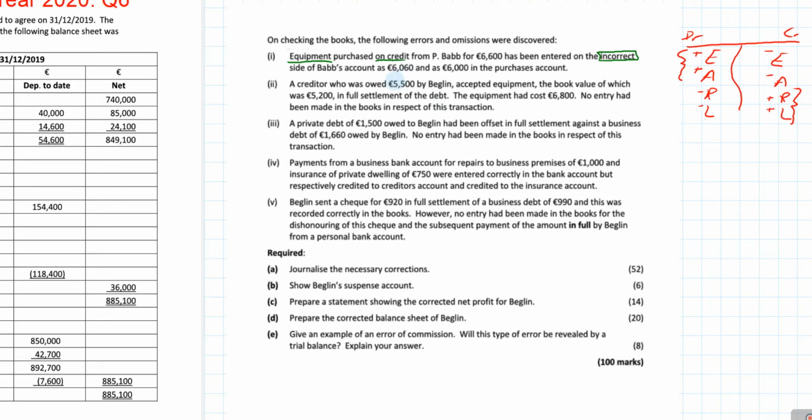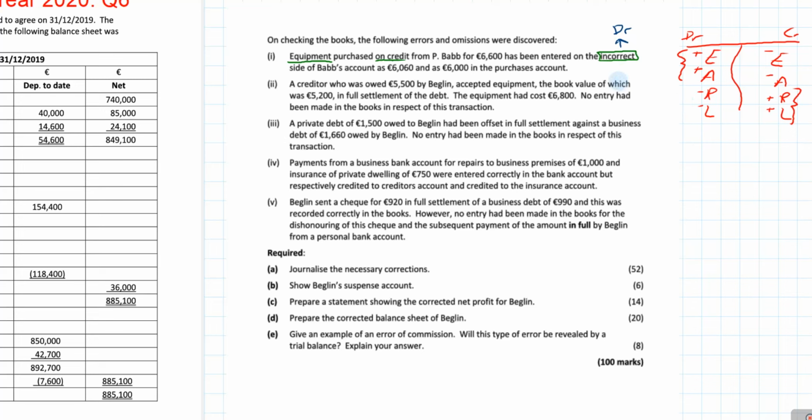So if we purchase something on credit from a creditor, what that should be doing is increasing my liabilities, increasing a creditor's liability. However, because it was put on the incorrect side of Bab's account, that means that what we actually did is we put it as a debit entry, so as if it was reducing Bab's account. But if we're buying something, obviously it's increasing the account.